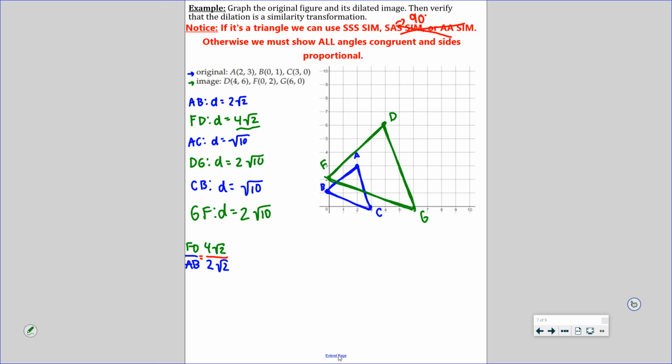Okay, let's go over the algebra here. This is really the same as 4 over 2 times root 2 over root 2. Anything over itself is just a big old 1, so those cancel. That reduces to 2.